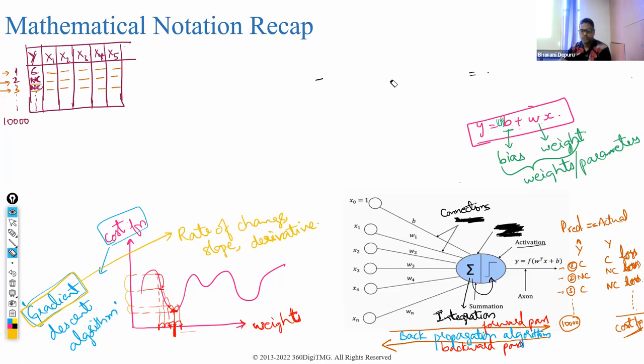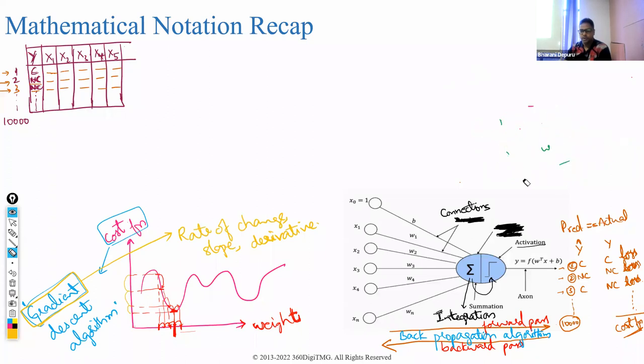Let me erase these things. Bias and weights. You also understand the integration function and activation function. These are connections.